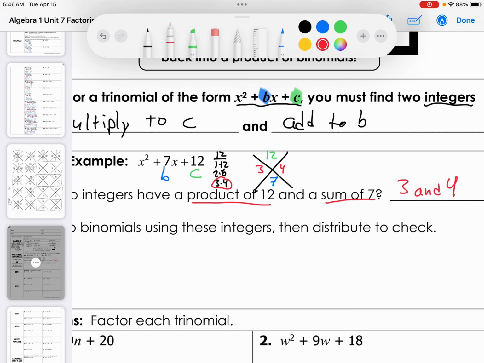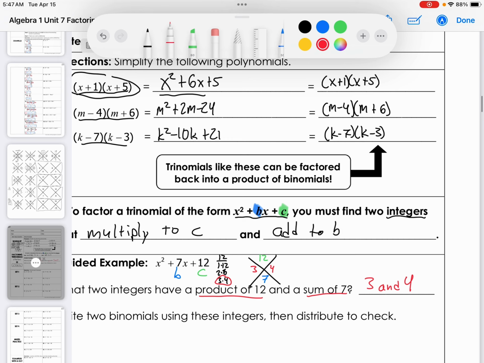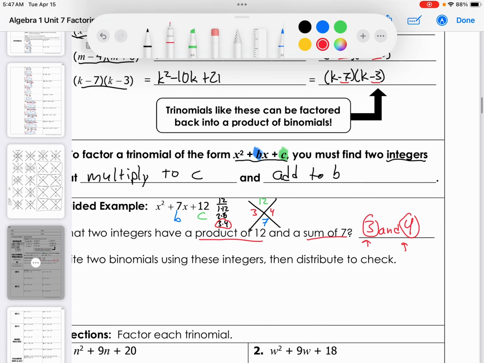Once we have those numbers, those are the numbers that are going to be in the parentheses with our variable like this. All these numbers that I just underlined are what these numbers are going to be when we factor. So if I have x squared plus 7x plus 12, and I find these numbers 3 and 4, that's going to give me the factors x plus 3 and x plus 4.